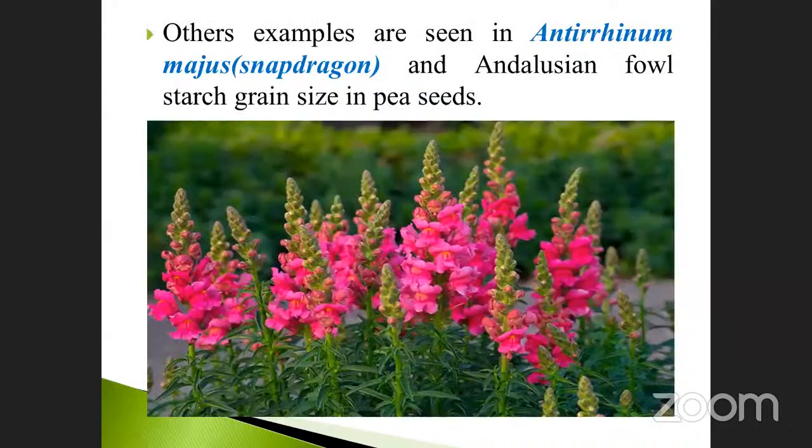Now, another example is also given, Antirrhinum. Don't forget it. Antirrhinum majus, otherwise called snapdragon. This is also another type of plant. Okay. So it has the ability of incomplete dominance. You cross it there and you will get the answer: incomplete dominance. Okay. And then the Andalusian fowl. This is also another one. This is very, very important, and we are going to see that.